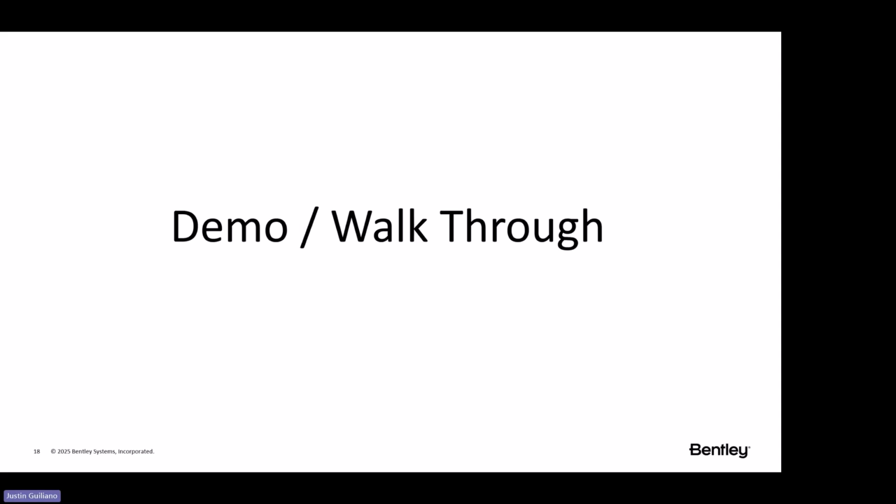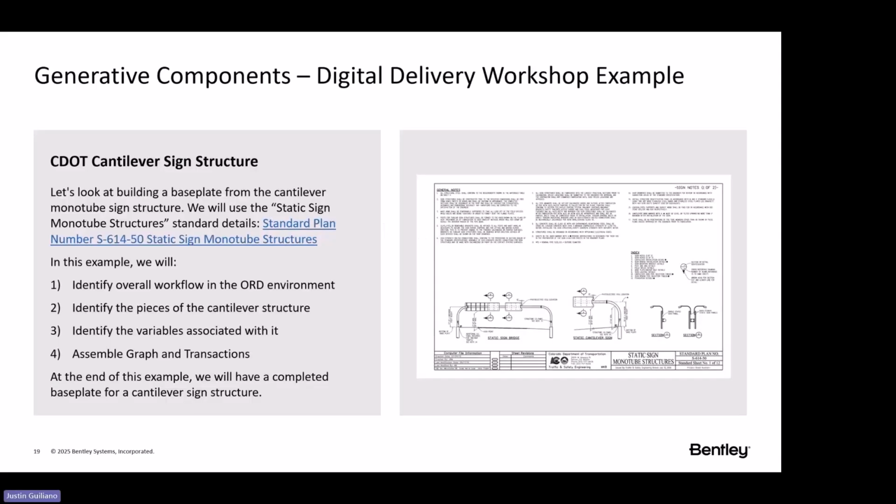All right, so let's look at a quick demo walkthrough of how we can assemble something within GC. Looking at the CDOT cantilever sign structure, that's what we used. We use these standards to build the digital delivery workset. But overall, the approach is going to be something similar to identifying the workflow that you want to do. So is it going to be the upstream or the downstream?